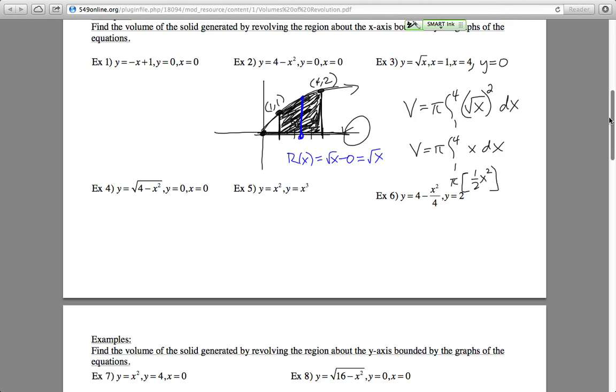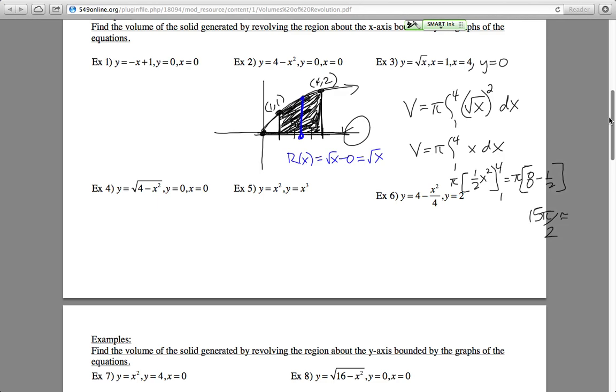Let me just do it by hand and see if I can get it. From 1 to 4, plug in 4, you're going to get 16, which is going to be 8. So we're going to have pi times 8 minus, plug in 1, you're going to get 1/2. 8 minus 1/2 is going to be 16/2 minus 1/2. So you're going to have 15 pi over 2, which I don't know what it is as a decimal.